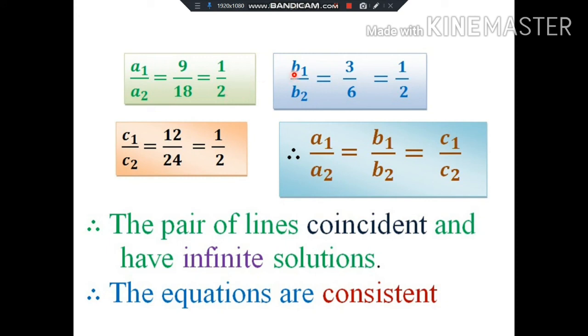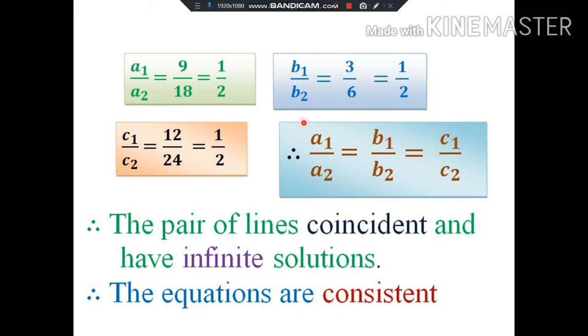Similarly, find the second ratio b1 by b2, that is equal to 3 by 6. Simplify, you will get 1 by 2. Children, find out the third ratio c1 by c2. That is equal to 12 by 24. When you simplify, you will get 1 by 2. What do you observe here, children? We have all the ratios are equal. a1 by a2 is 1 by 2, b1 by b2 is 1 by 2, c1 by c2 is also 1 by 2. Therefore, a1 by a2 is equal to b1 by b2 is also equal to c1 by c2. All the ratios are equal.